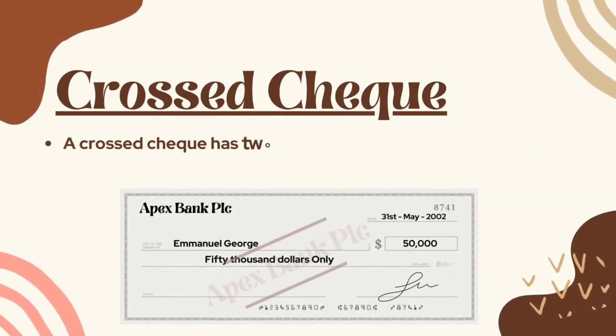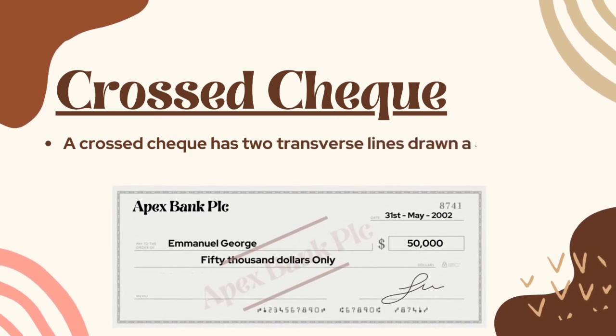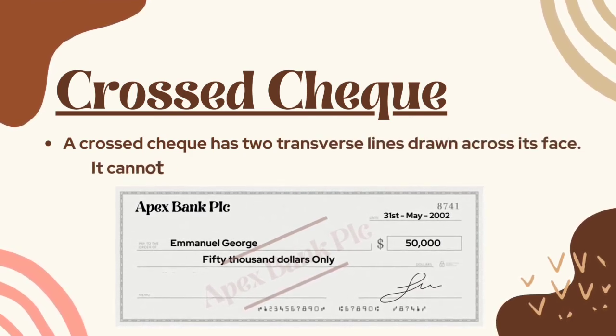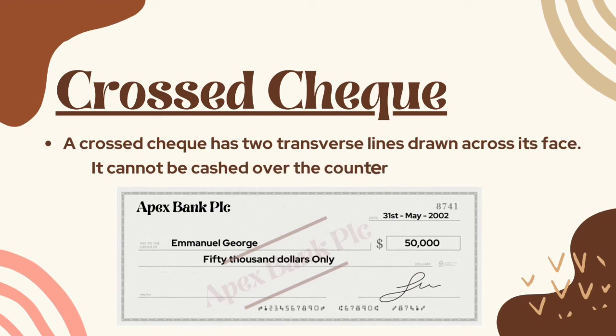And there is another one that is the opposite of open, which is closed. So the closed check has two transverse lines drawn across its face. The open check does not have lines, the closed check has lines. And these lines simply signify that this check cannot be paid when you come to the bank and present it at the counter. The crossed check simply means that the money should be paid directly into the payee's account, not given over the counter.